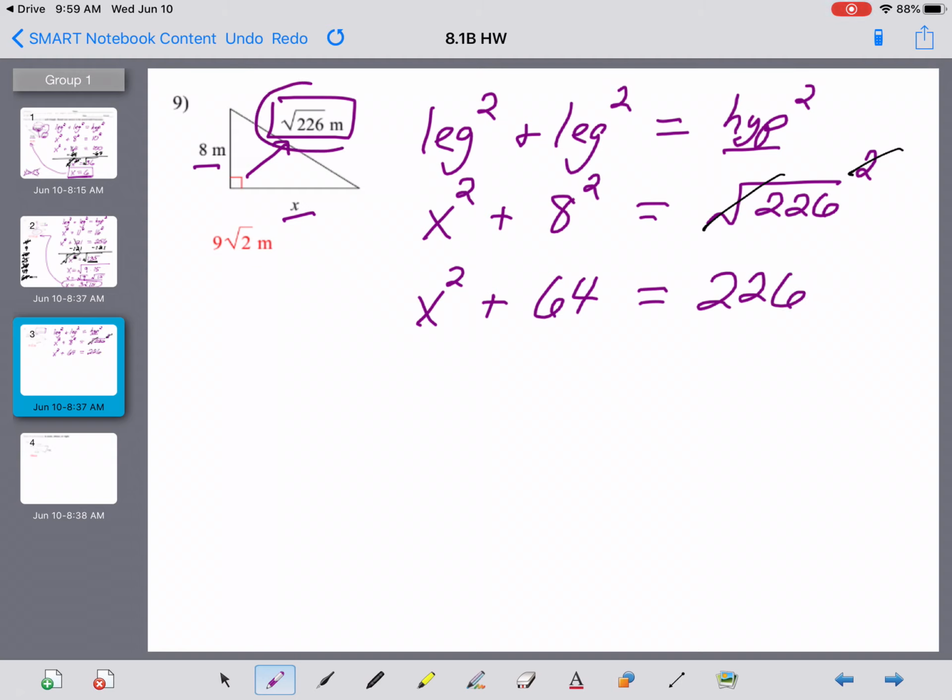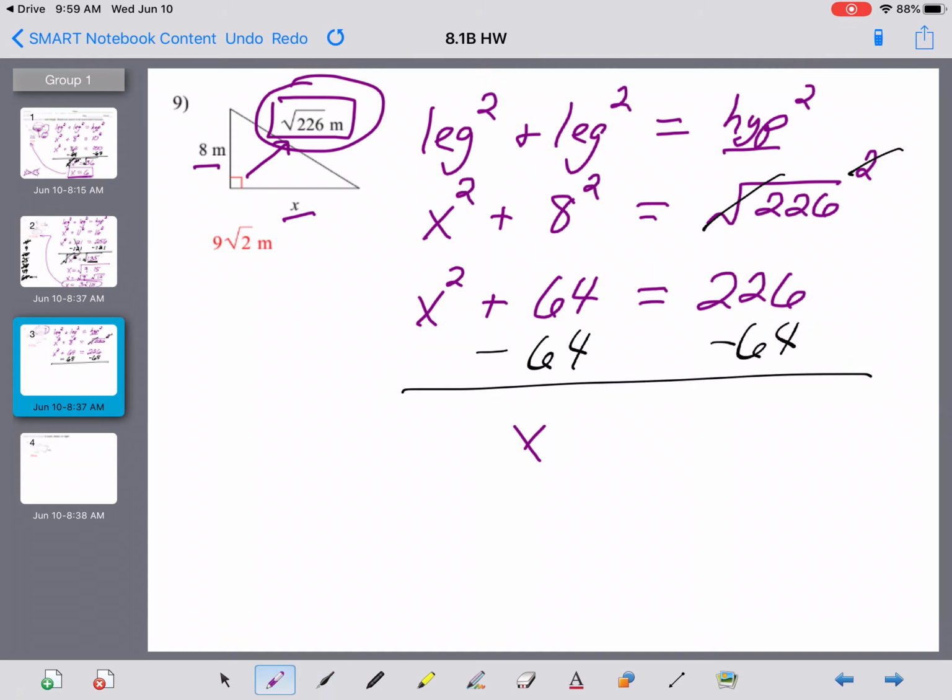So I don't expect you guys to like problems like this where they give you a radical, but in a way, it's actually easier than what we were dealing with before because once you square it, the square root just drops out. Okay, we're now going to subtract a 64 from both sides, and we're going to get x squared is equal to 226 minus 64, which leaves us with 162.